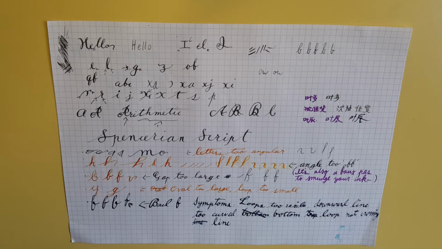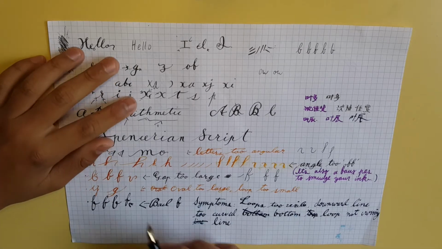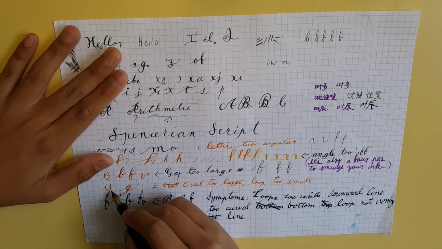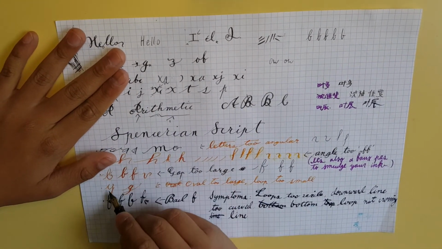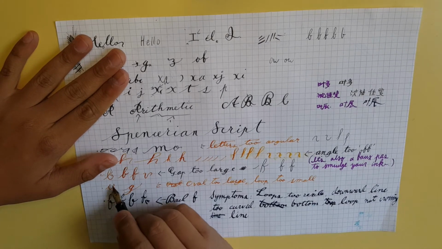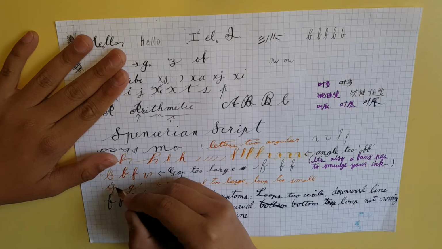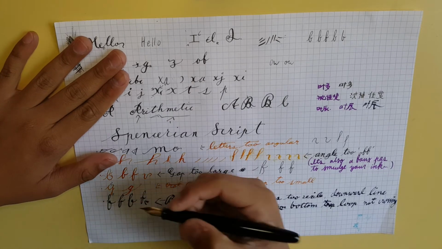Okay, fourth mistake, oval too large, loop too small. What is this? More sizing. Wow. So in our bad example here, as you can see, we're trying to make a G, but obviously I failed because this gap here is too large, this loop too small.